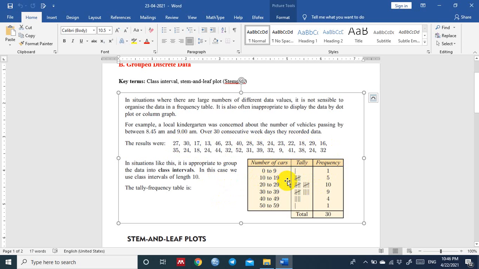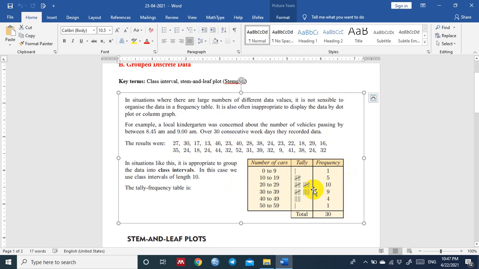From 10 to 19, let's count. 13 is 1, 18 is 2, 16 is 3, 18 here is 4. Anything else? So it's 4, but here it's 5, so I think I missed somewhere. Let's count again. Oh, 17 here is 1, 13 is 2, 18 is 3, 16 is 4, and the last one, 18 here, is 5.